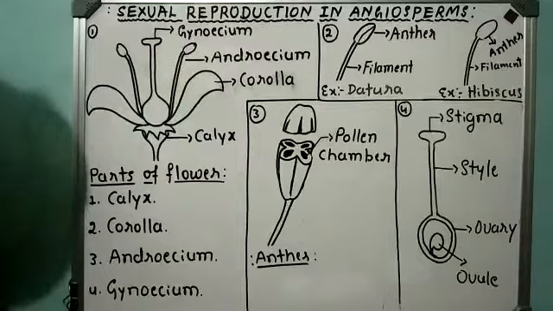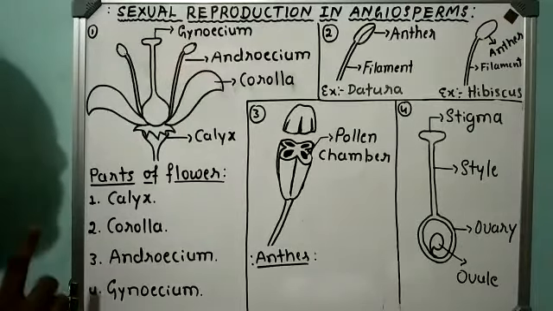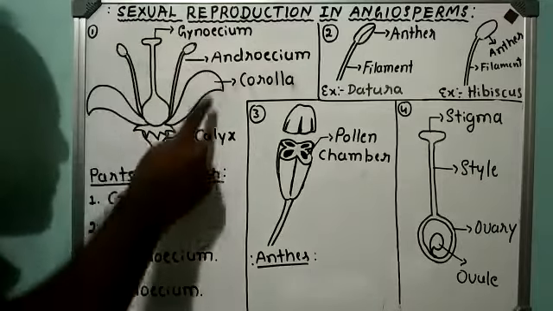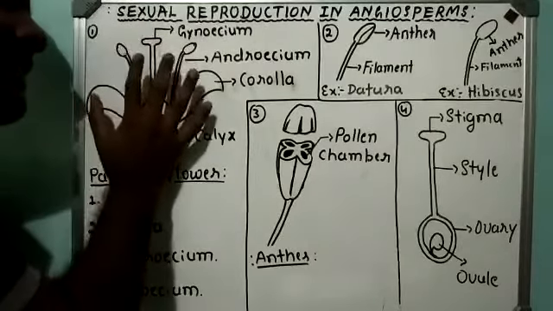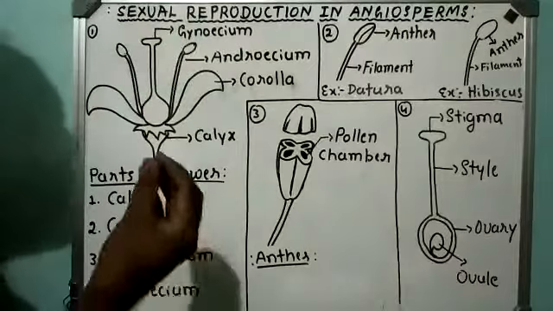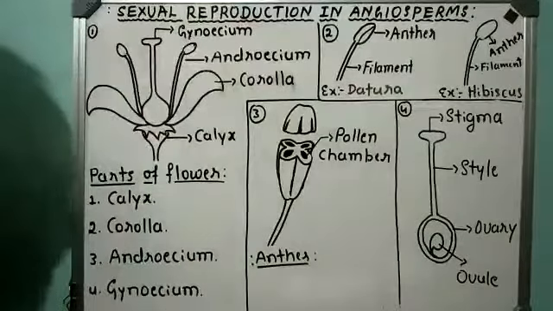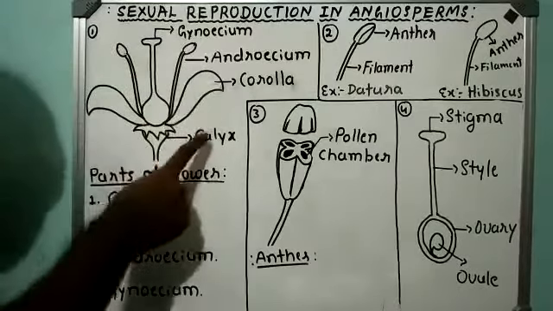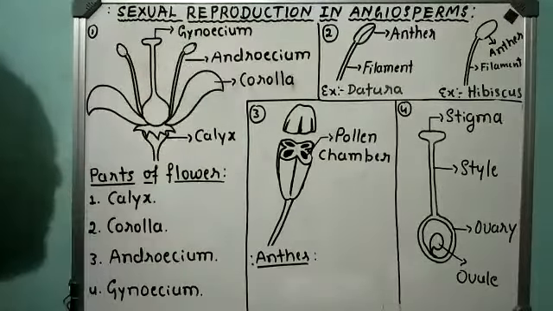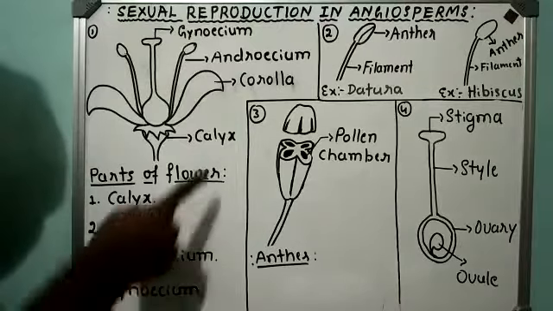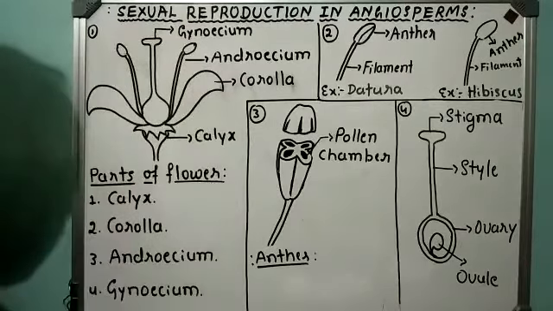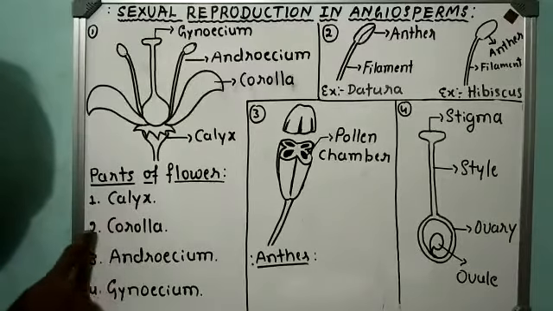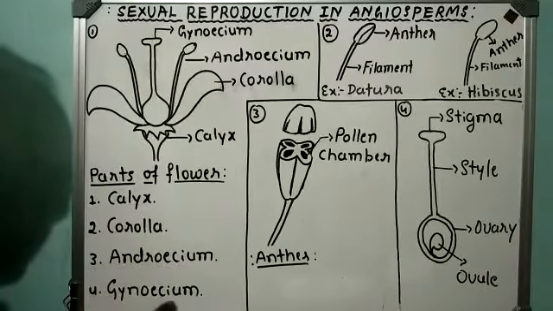So, my dear students, if we want to study sexual reproduction in angiosperms, you must have knowledge about the structure of the flower, because the flower is considered the reproductive organ of the angiosperms. Hence, it is very necessary to study the structure of the flower. Here, I have considered a typical hibiscus flower for our study. See here, in this hibiscus flower, we are observing four important parts. What are those? Calyx, corolla, Androecium, Gynoecium.